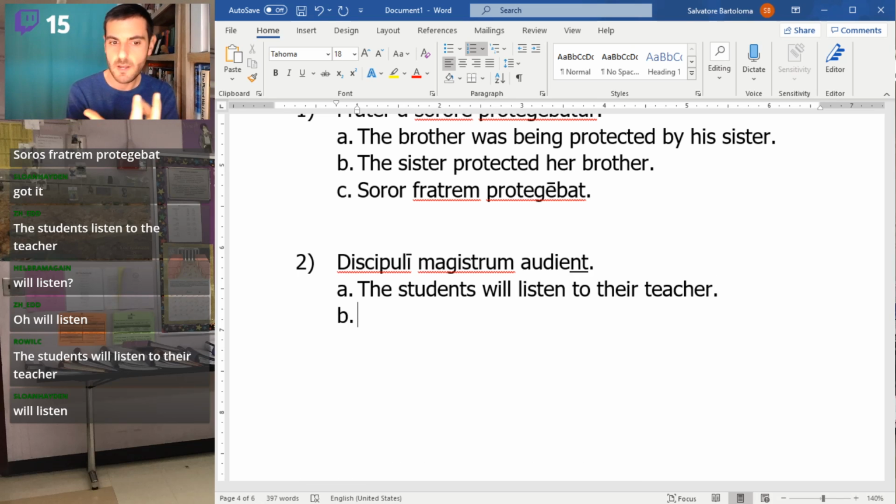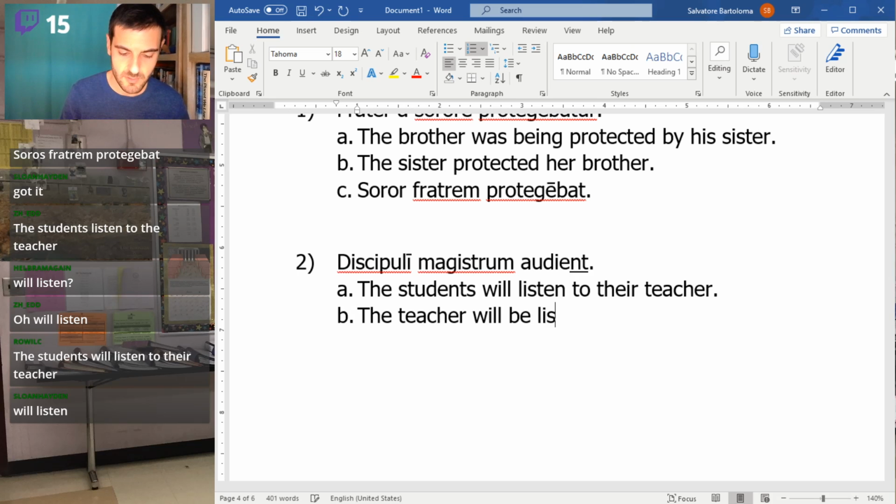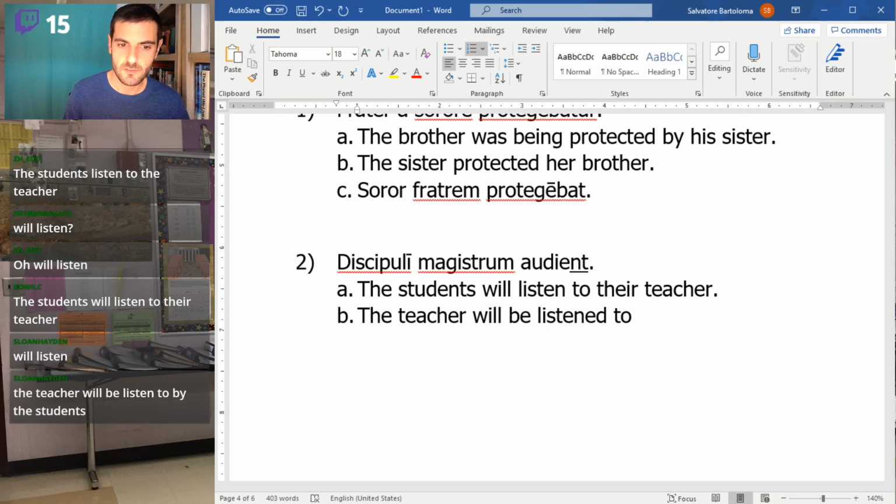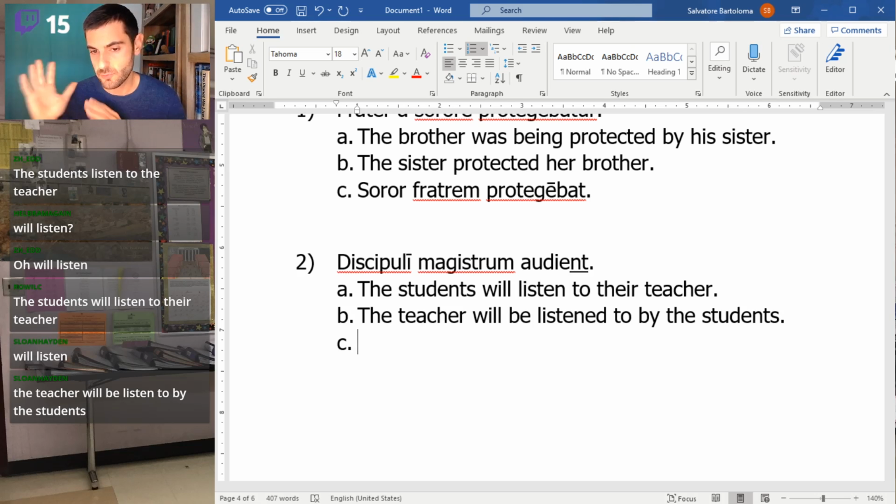Flip it around. The teacher will be listened to. It's not great English, but that's the idea. This teacher will be listened to, or heard, you could say, by the students. So that's what we're aiming for. Now the teacher is the subject. By the students is going to be my ablative.